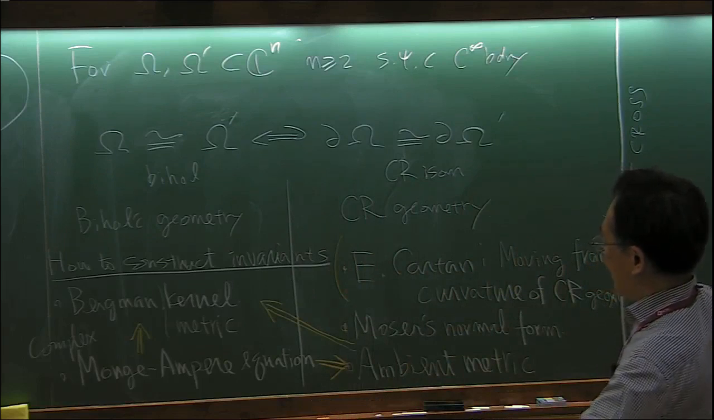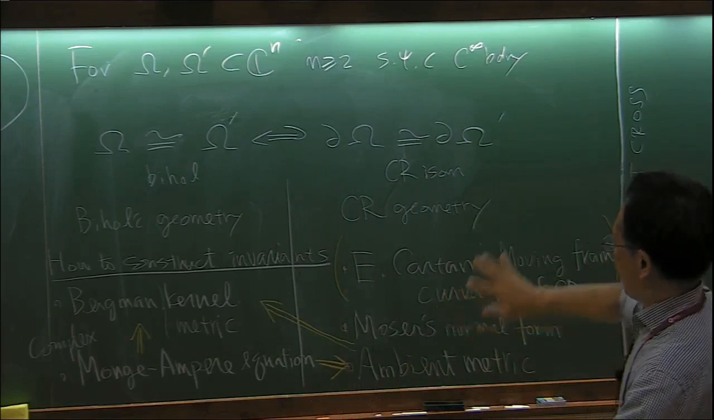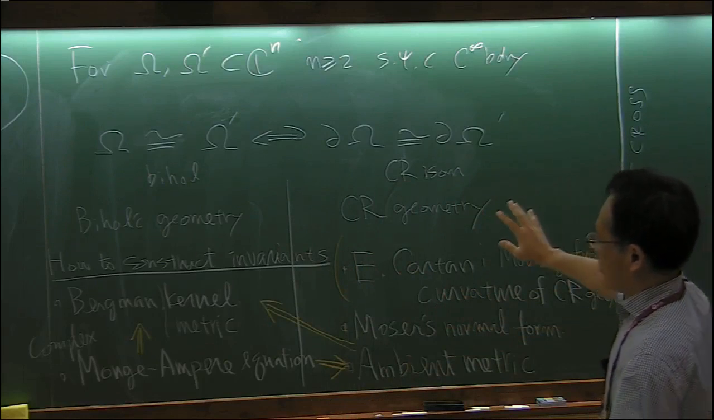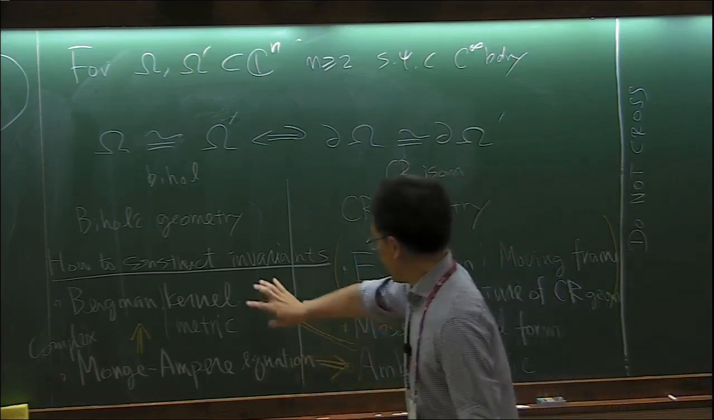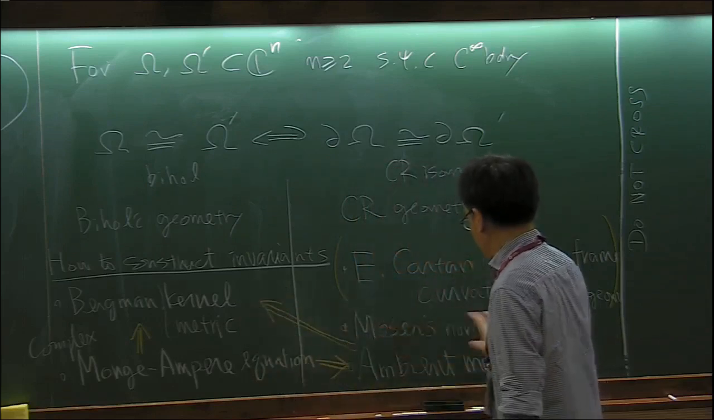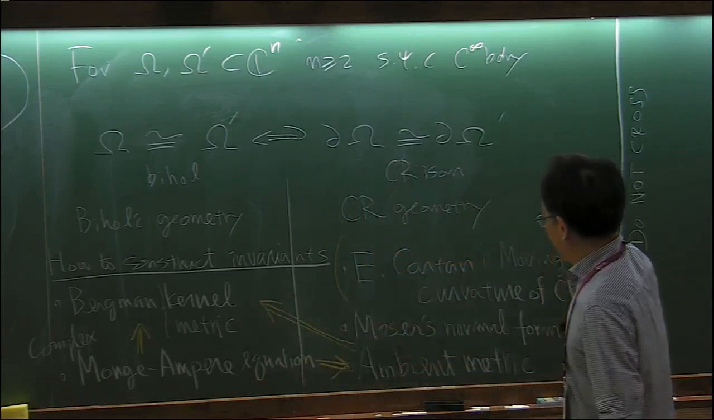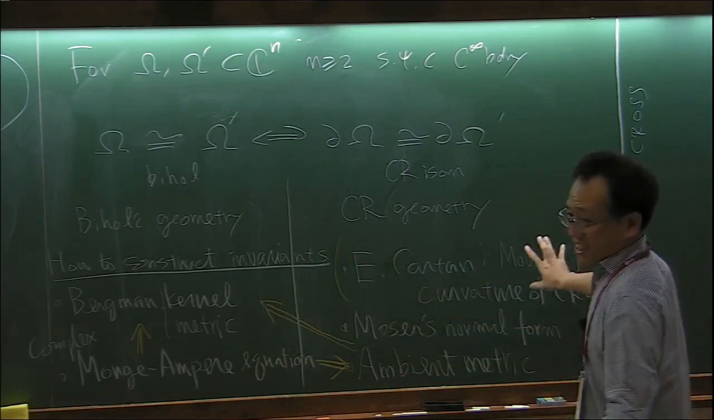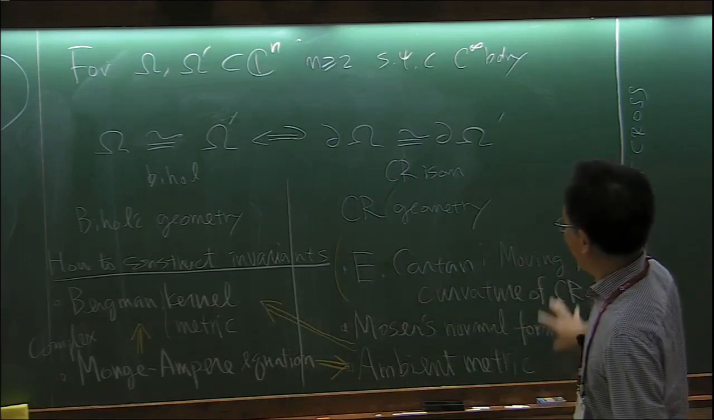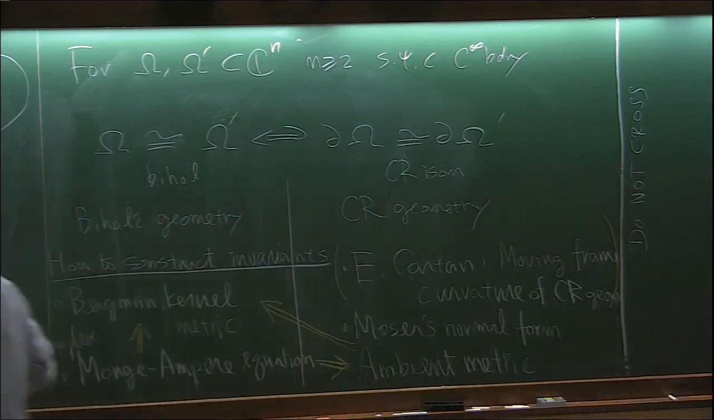Okay, so this is a big picture of this biholomorphic geometry and CR geometry, and I try to describe the Monge-Ampère equation, ambient metric, Bergman kernel, and maybe Moser's normal form, but omitting this important thing. So this is missing in my talk. So if you are interested, I recommend you a reference.